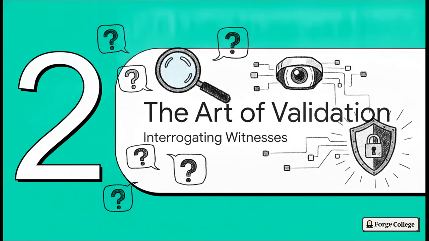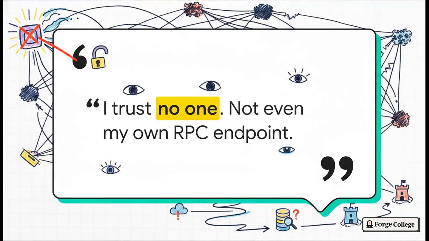And that brings us right to section 2, the art of validation, or as I like to think of it, interrogating the witnesses. Because let's be real, just because our agent can see data doesn't mean it should immediately trust it. I absolutely love this quote. I trust no one, not even my own RPC endpoint. It might sound like a joke, but it perfectly captures the extreme paranoia you need to build robust agents on a high-speed network like Solana.